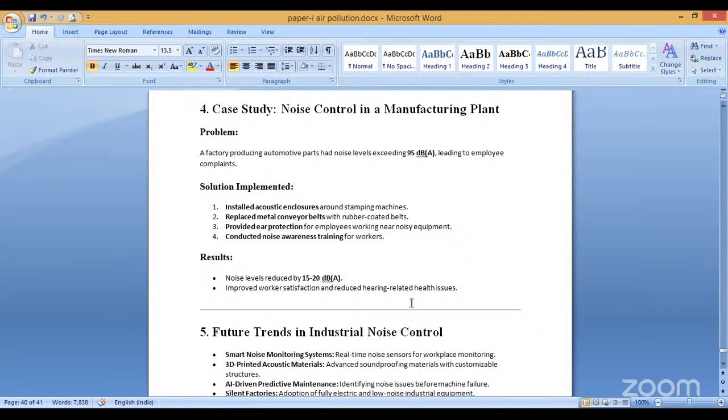The third one is providing ear protection for the employees working, and conducting noise awareness training for workers. Noise levels were reduced by 15 to 20 decibels, improving worker satisfaction and reducing hearing related health issues.